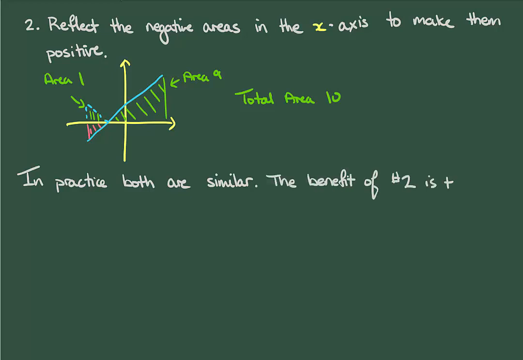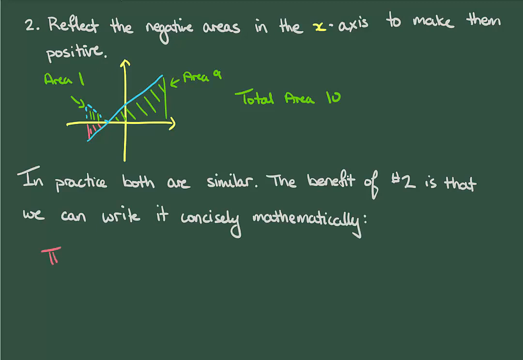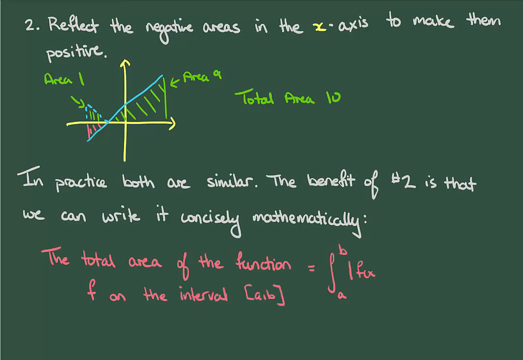That benefit is that we have a mechanism for turning negative parts of the graph into positive parts mathematically. So, we can write the total area beneath the function f on the interval [a, b] as the integral of the absolute value of f on [a, b]. And this is because the absolute value does exactly this process of taking things beneath the x-axis and putting them above the x-axis.